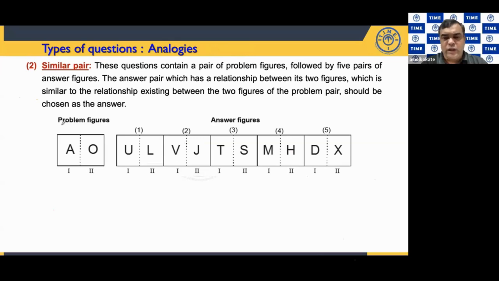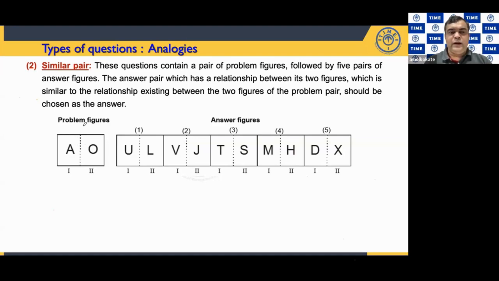Yes. 3. Why 3? Okay. 5. Okay. 4. 2. Check it.